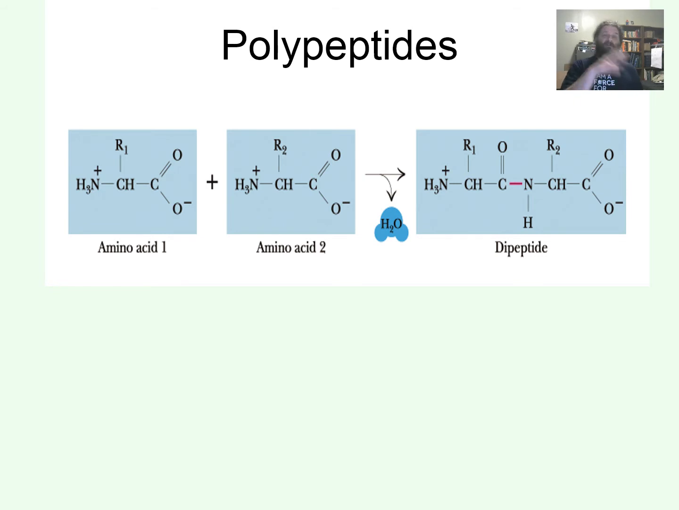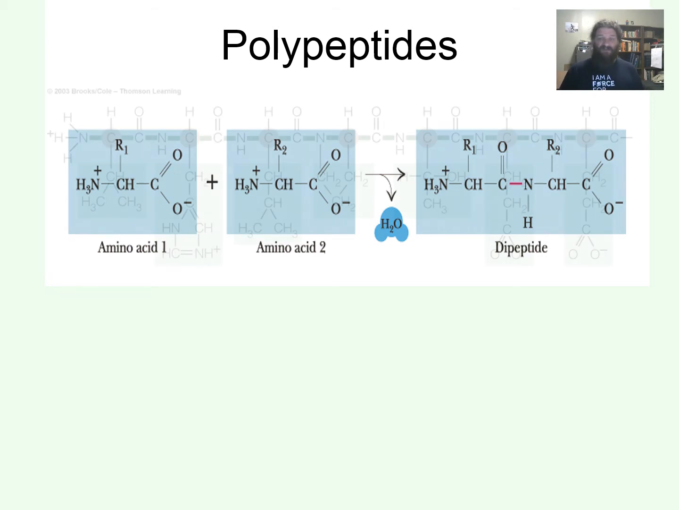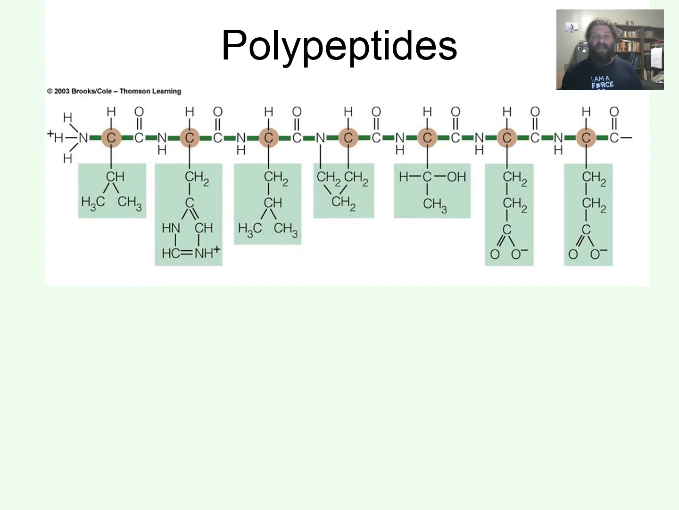So as I start bonding amino acids together, I'm going to get a chain of amino acids and a chain of peptide bonds in between them. As I do this, I'm going to start getting, essentially, as in this diagram here, a chain of side chains, right?